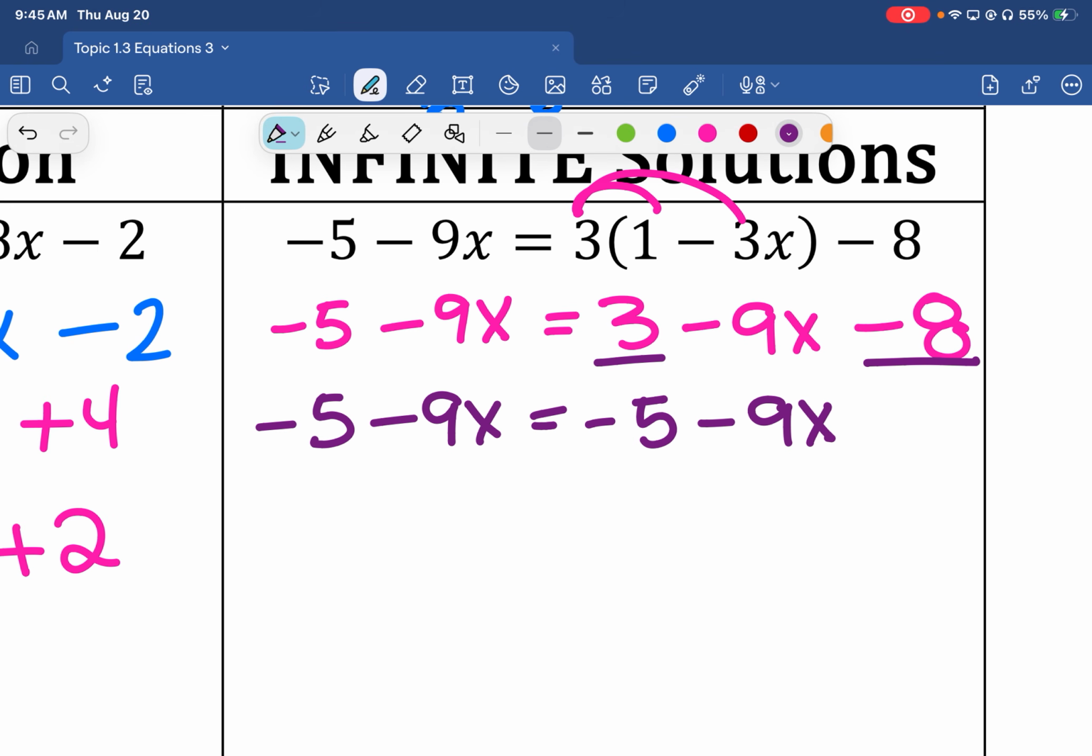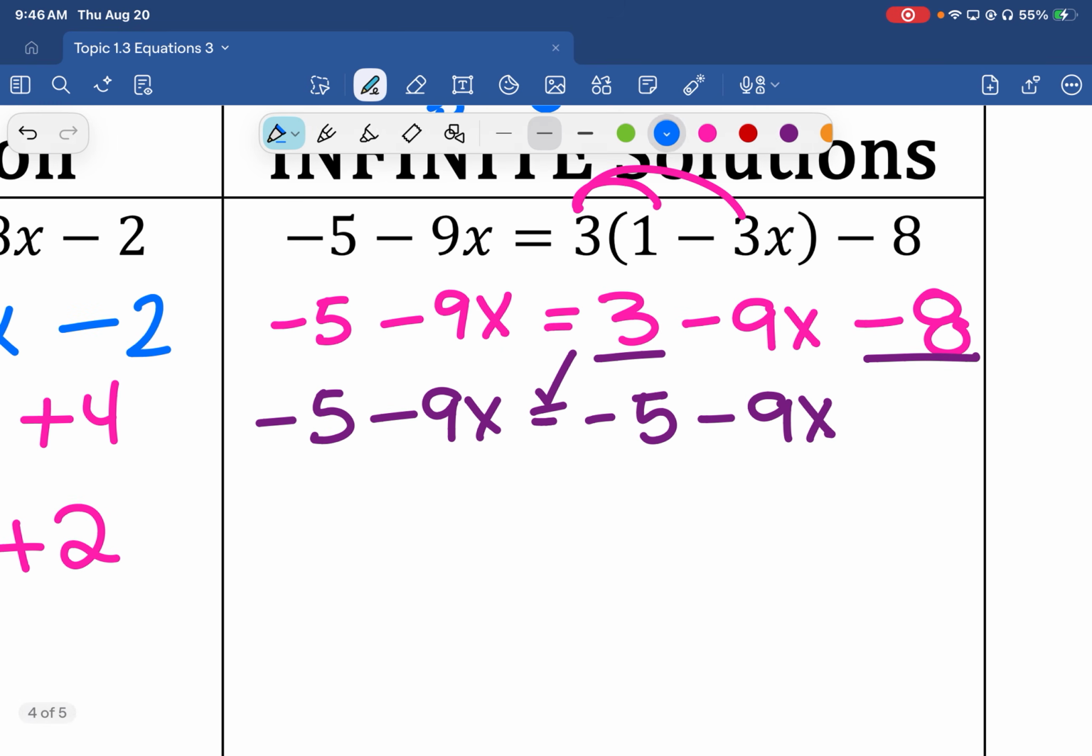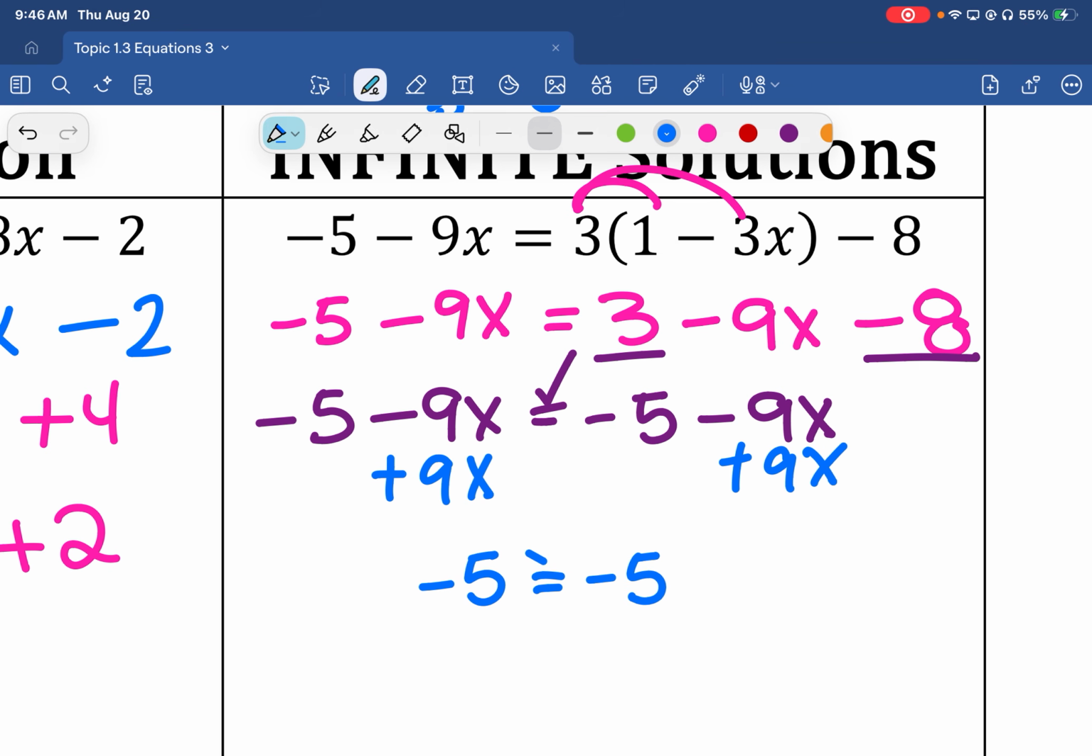What do you notice about those two things? They are the exact same. Okay? I just want to keep going for funsies. What do y'all want to do next? We can add 9x. No shade. Okay, add 9x to both sides. What is negative 9x plus 9x? 0. So we have negative 5 is equal to negative 5. Is that true? Yeah. Okay, what else could I do there?